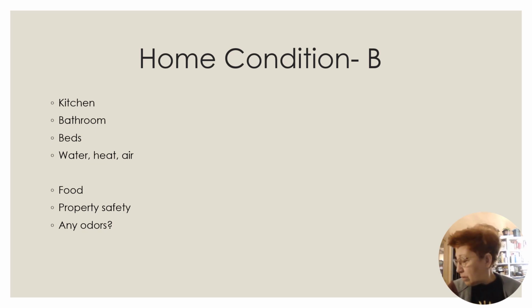Okay, what do we have here? Home condition B. Now we're looking at the kitchen and the bathroom. We want to make sure everything is functioning. In the kitchen and the bathroom, you're looking at faucets. You're making sure the lights turn on and off. You're doing that in every room. You want to make sure everything is functional. The refrigerator, everything. The beds, you want to make sure they have beds. Everyone has a bed.